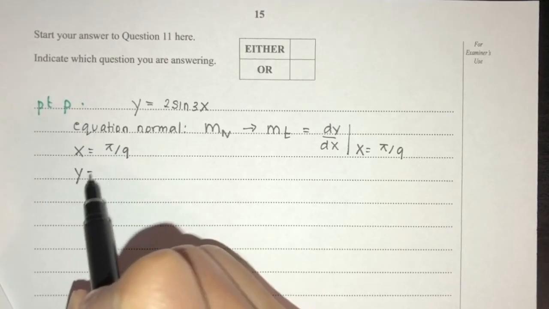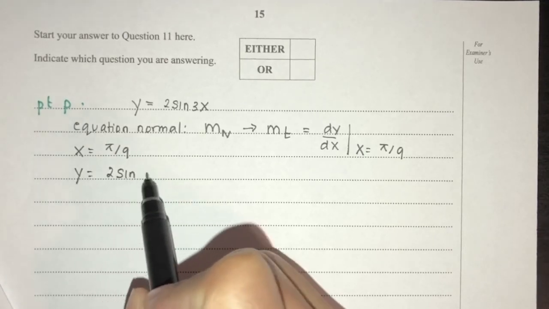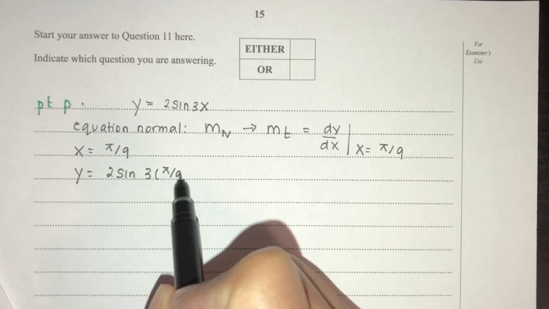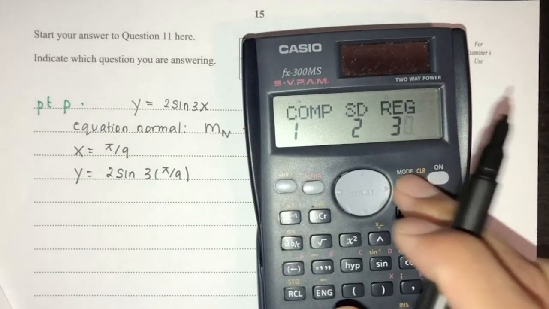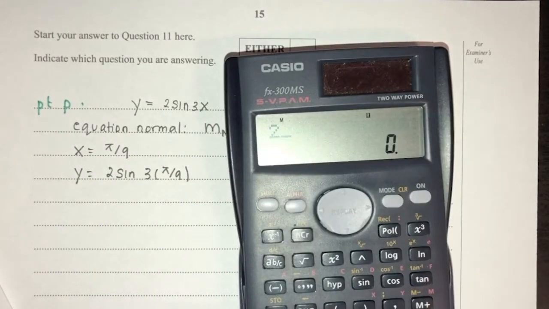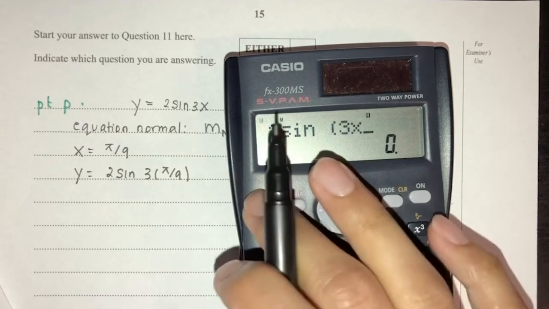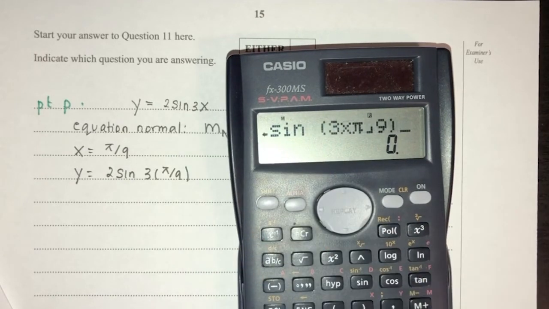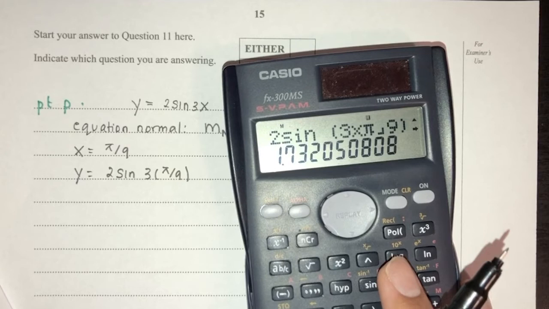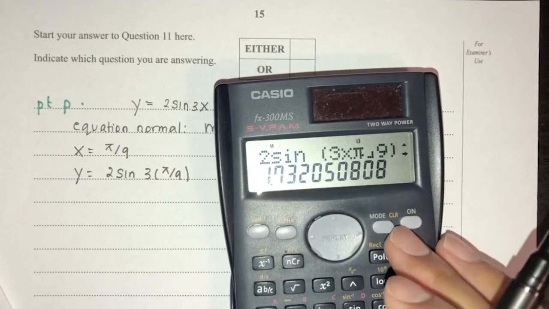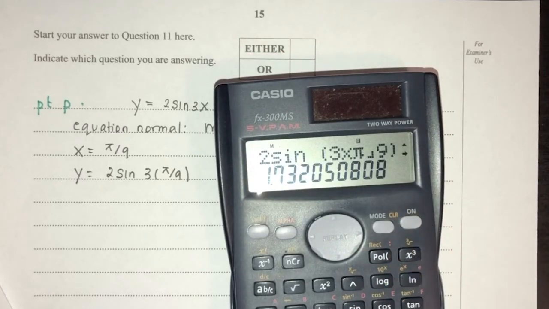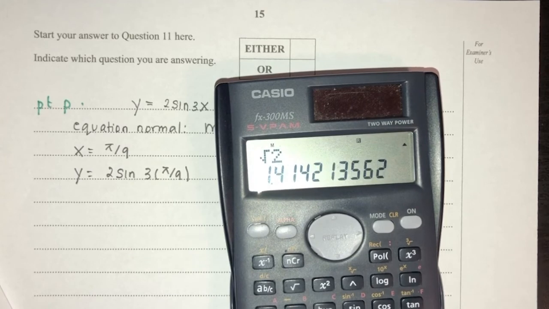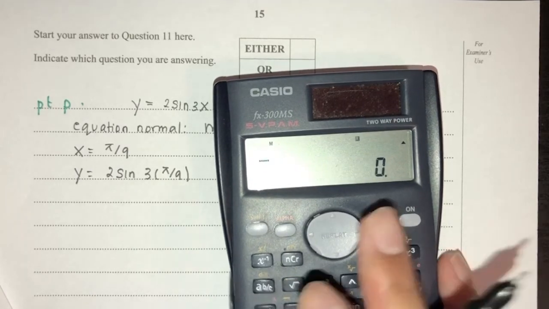Okay, y will be 2 sine 3 times x. Let's see, what do we get? That will be in terms of radians. So 2 sine 3 times pi by 9. That will be 1.73. But if you want exact values, we can also do that. That is just square root of something. So let's check.